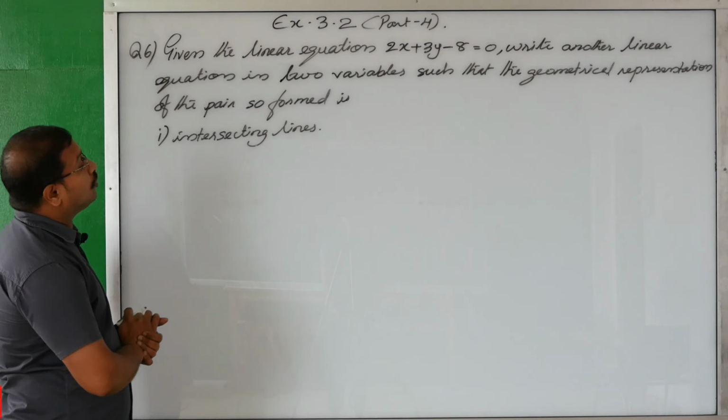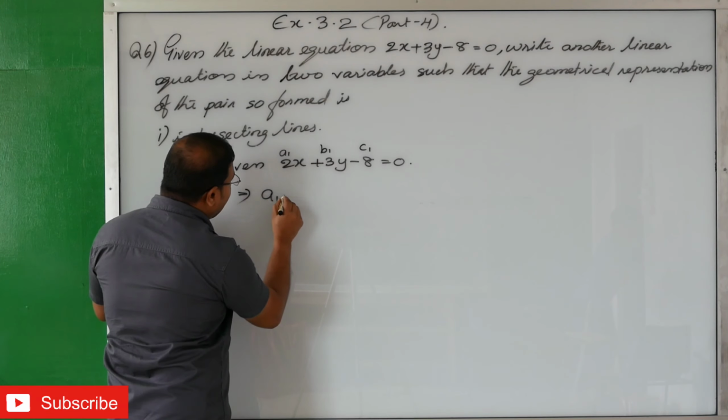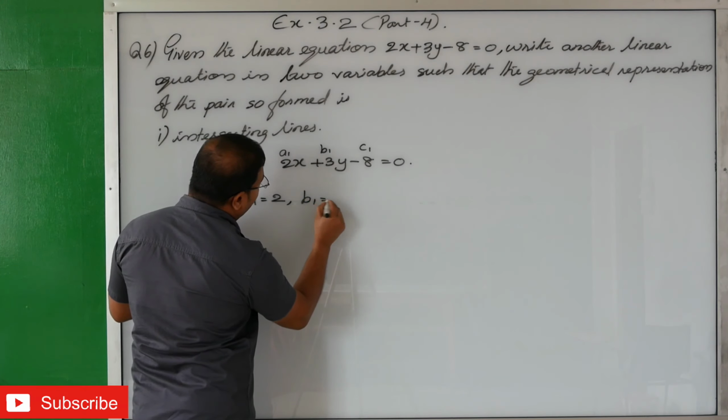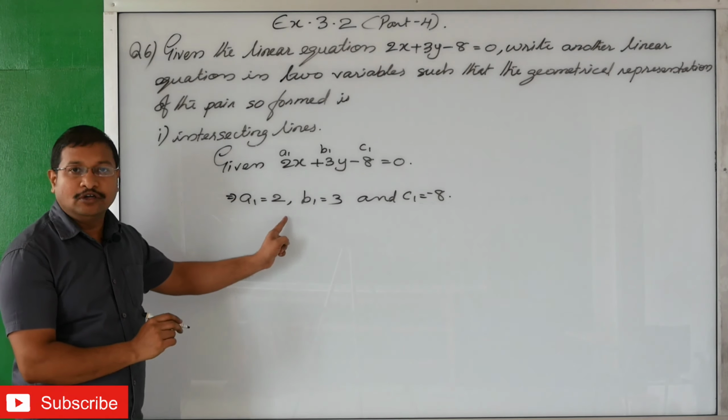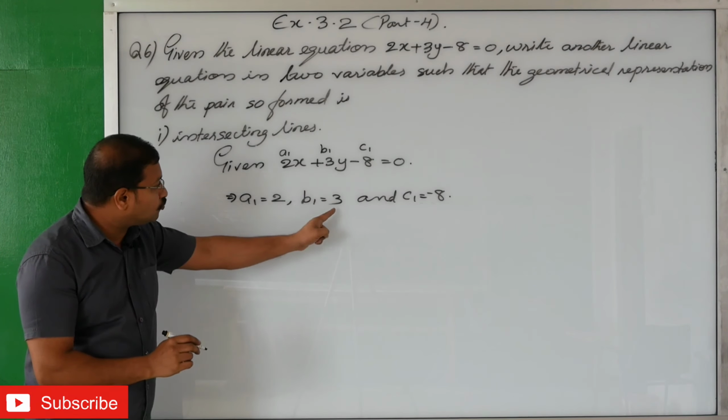That implies, this one you can keep it as a1, b1, c1. That implies a1 equals 2, b1 equals 3, and c1 equals minus 8. Now what you'll do? And the another linear equation is, just we are writing a2x plus b2y plus c2 equal to 0.